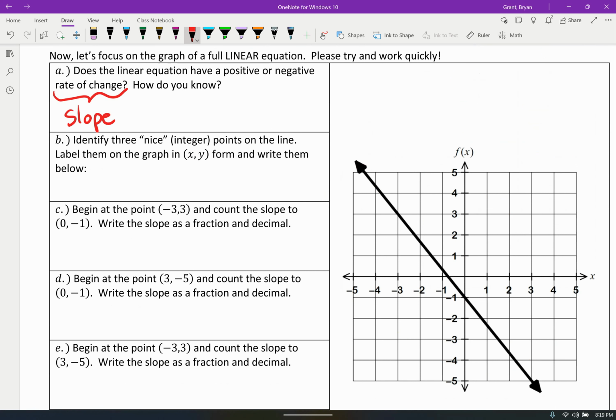Now we should be able to identify it quickly, starting on the far left. Am I going up or down the line? Well, we're going down, so this is going to have a negative slope.